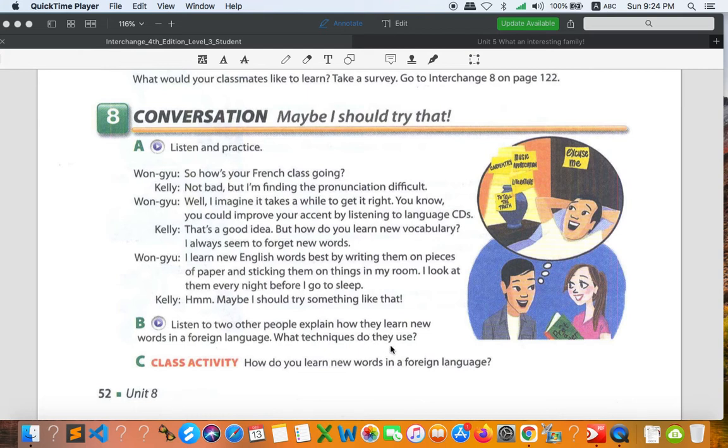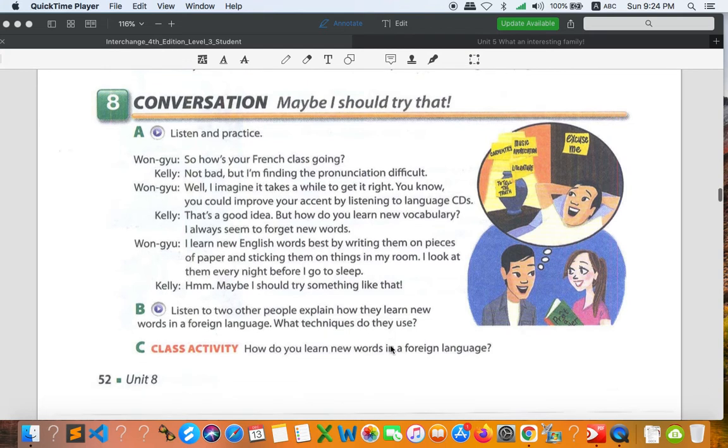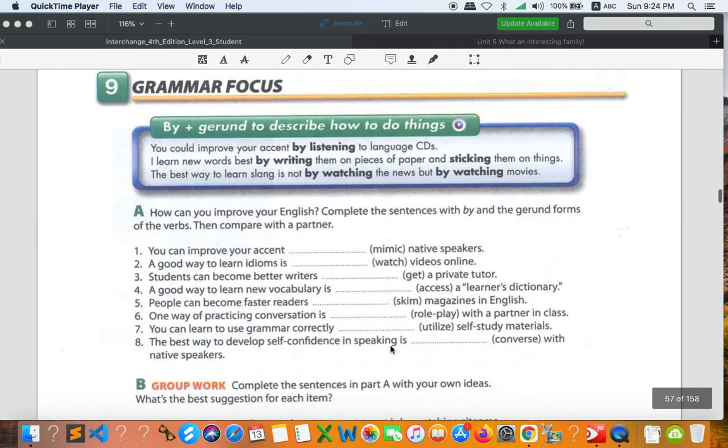Once you finish this activity, we can move on to number 9. That is about the grammar point, the last grammar point in this unit. In this grammar point we are going to focus on by, but I think that is not really a grammar point.